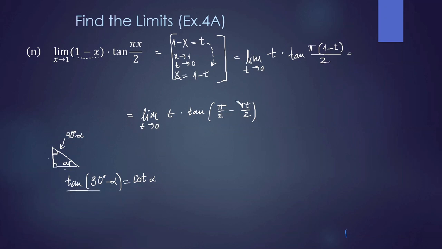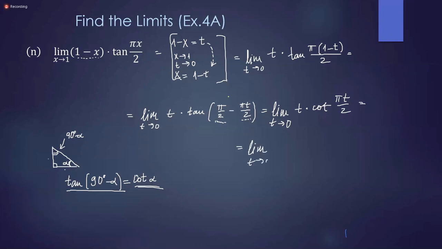So I see that I can, in this case, use this to my benefit. This is 90 degrees and this is alpha. Tangent of 90 degrees minus alpha is actually cotangent. So t times cotangent of this alpha, the remaining part, pi times t divided by 2. Then, of course, we remember that cotangent is tangent upside down. So I can still rewrite this same limit as t divided by tangent of the same pi t divided by 2.